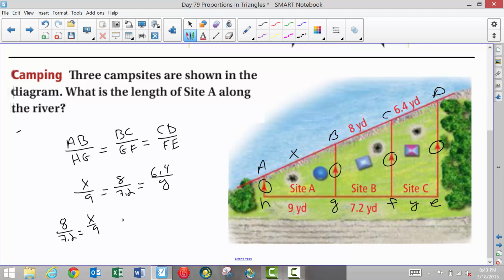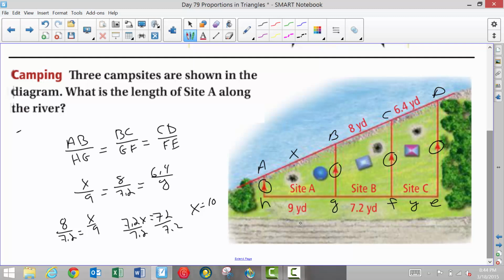And I can cross multiply, so I have 7.2x equals 72, divided by 7.2, divided by 7.2. So 72 over 7.2 gives us 10. So x is equal to 10.